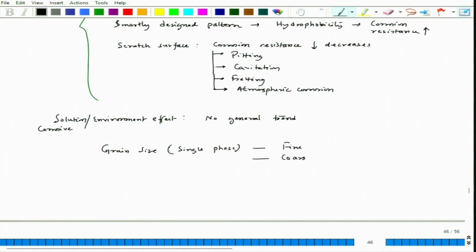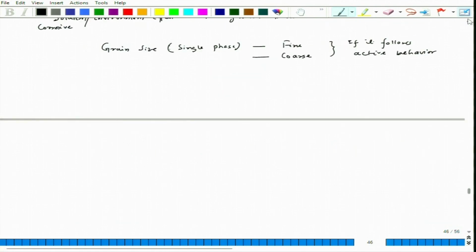Okay. So, there if it is fine and coarse, if we consider these two conditions, there could be different variations, like it could be a mixture of fine and coarse. The fine content could be large, coarse content could be large. Those variations are possible, but if we only talk about fine and coarse, that means two extreme situations, and if it follows active behavior. Now, if it follows active behavior, then the fine grain material will show poor corrosion resistance.